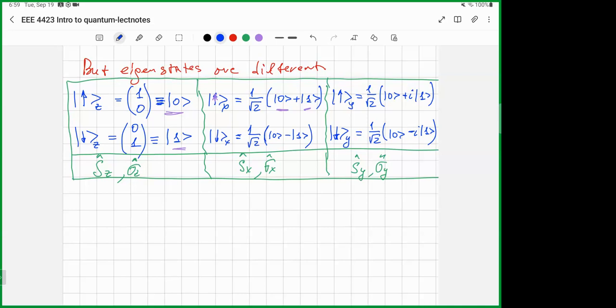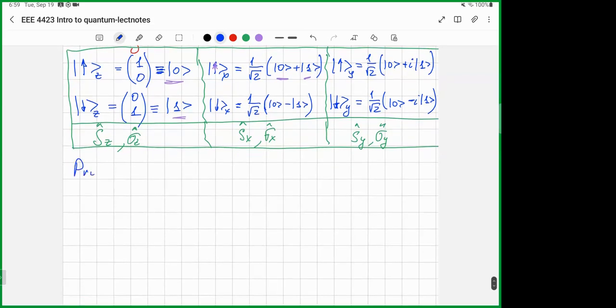For problem one, let's demonstrate that spin is not measurable in the x and y directions at the same time.